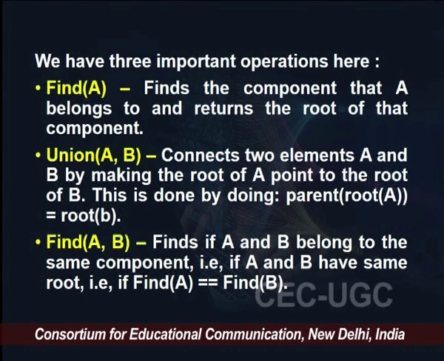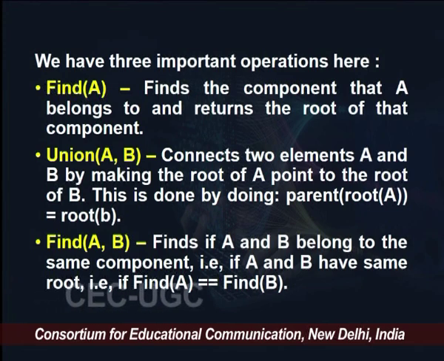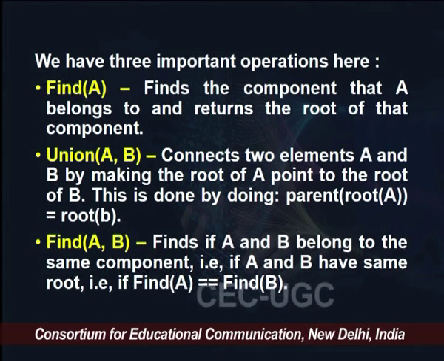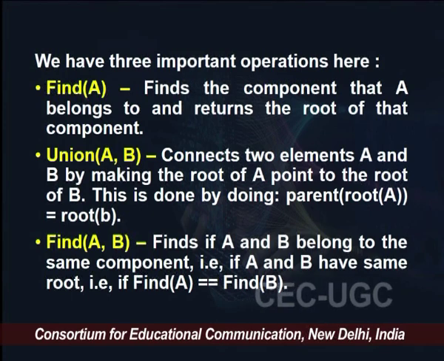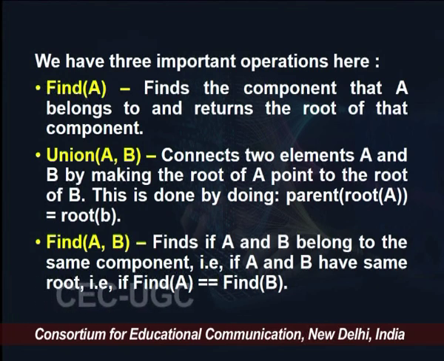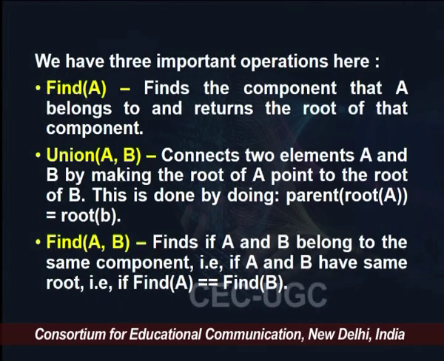If I say union A comma B, which is another operation, as the name suggests, it connects two elements A and B by making the root of A point to the root of B, or it could be vice versa, by making the root of B point to the root of A. And this is done by saying the parent of the root of A will be given the value of the root of B. So, this is a simple operation.